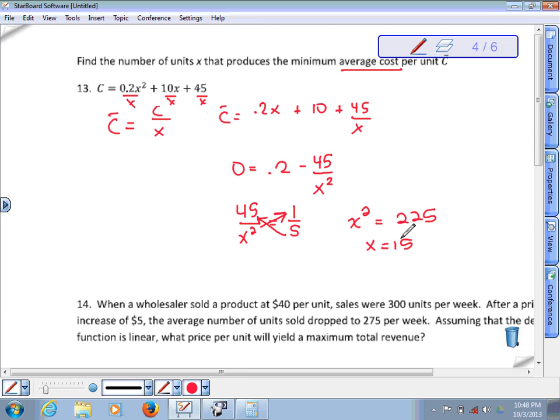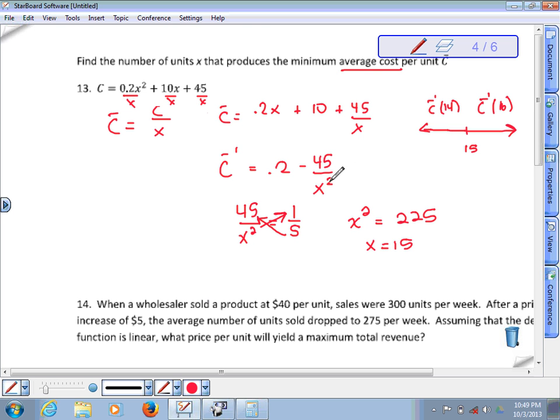The feasible domain for this problem is x has to be greater than or equal to 0 at least, because you can't produce a negative number of a commodity. So we do have to show that this is indeed a minimum value. So if we were to take 15, we could find C bar prime of 14, for example, and C bar prime of 16, and see what's happening here.